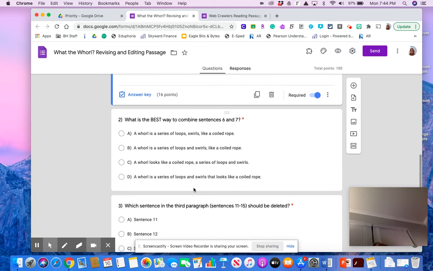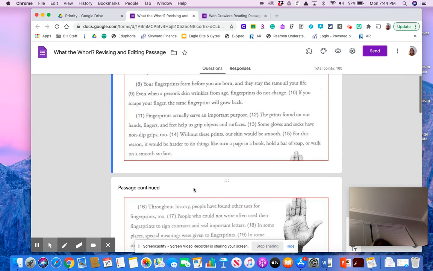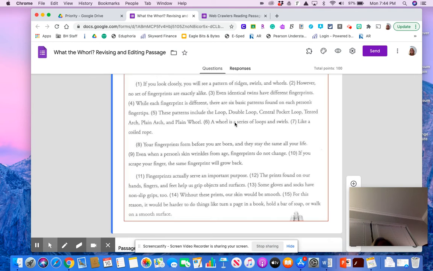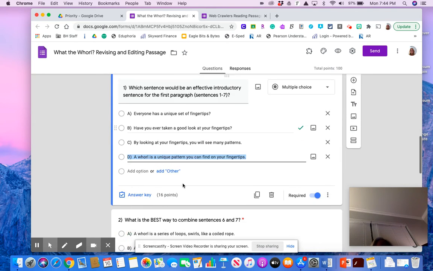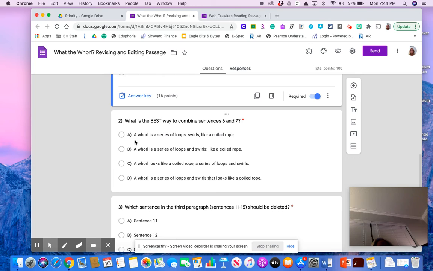Question 2. What is the best way to combine sentences 6 and 7? Go back and look at sentences 6 and 7. A. A whorl is a series of loops, swirls like a coiled rope. B. A whorl is a series of loops and swirls like a coiled rope. C. A whorl looks like a coiled rope, a series of loops and swirls. D. A whorl is a series of loops and swirls that looks like a coiled rope.